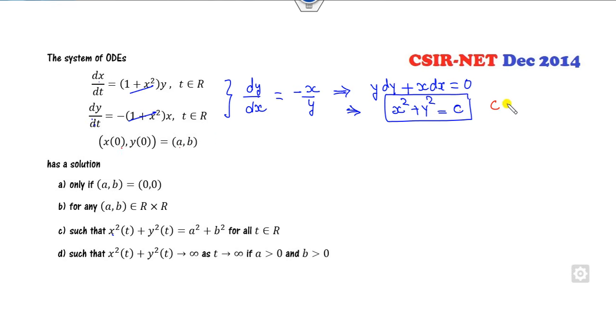So what is the value of the c? C is a square plus b square. So this is my right answer. It doesn't exist for any a comma b, that's not true, because it exists only for here.